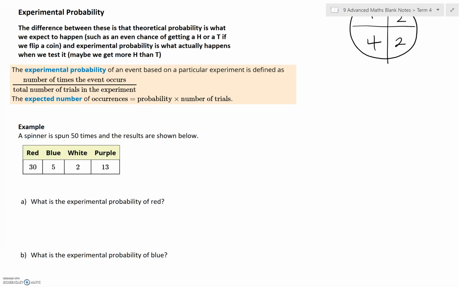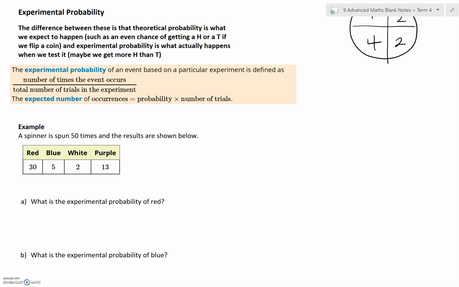So we use a slightly different formula here. Experimental probability of an event based on a particular experiment. And we get this by the number of times the event happened over the total trials in the experiment. That's the total times we run it.